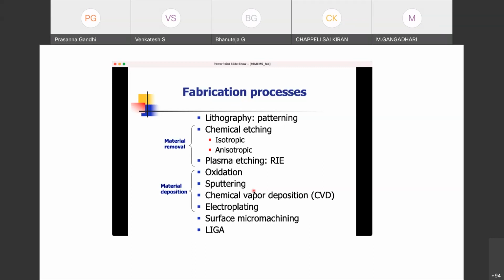Those places you define by using this lithography process, and once that is defined, then you carry out this chemical way of removing material. Chemical etching process or plasma etching process are material removal processes, and then you have some material deposition processes. So the whole MEMS fabrication can be summarized into mainly these three activities: one is patterning, then material removal, and then material deposition. This combination of these three things will give you many different devices.